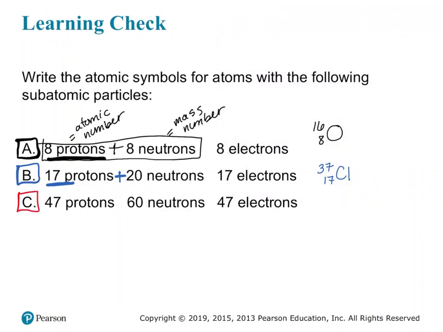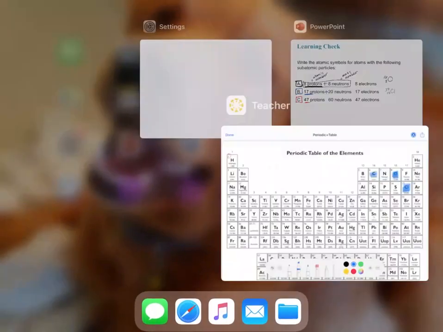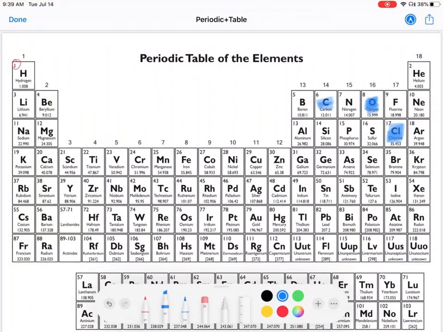part C. So we have something with 47 protons. So let's look up number 47 on the periodic table. Let's see, so 37, 38, go across, 47. So that is silver, Ag.